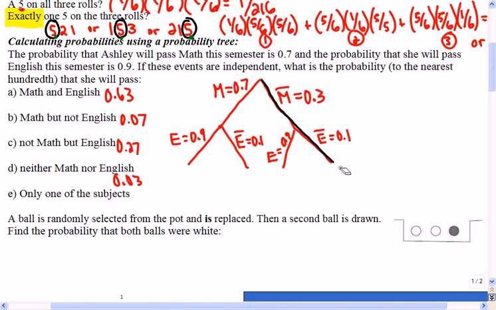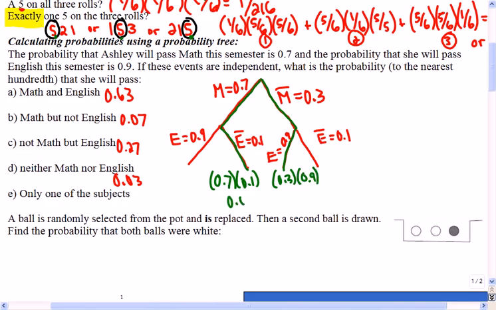Okay, the last one we have to think a little bit more about. If she passes only one of the subjects, then what we're talking about is maybe she passes math but not English. The alternative is that she fails math but passes English. So now you can see there's actually two branches here, and again I like the tree because it shows me the two possible paths. This will be 70% and 10%. This one will be 30% and 90%.